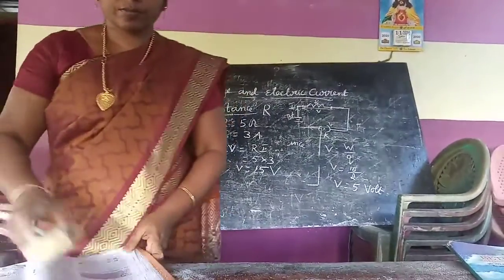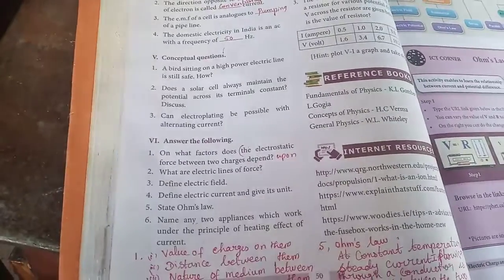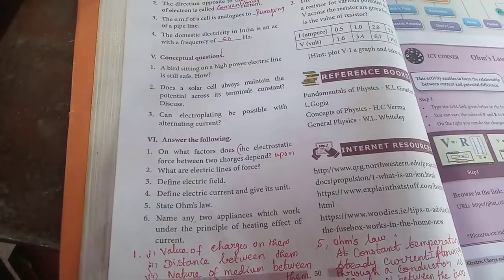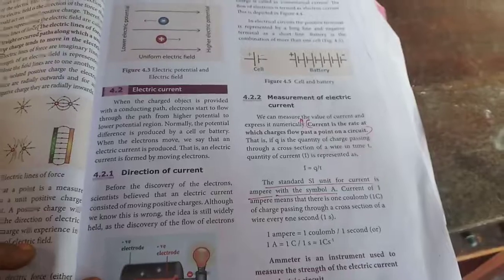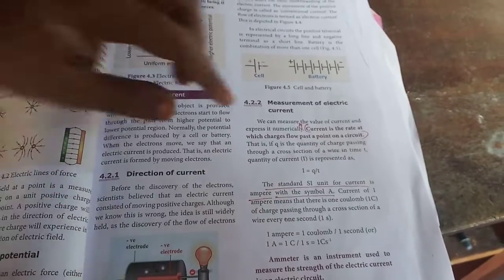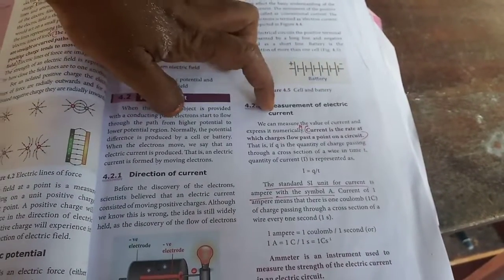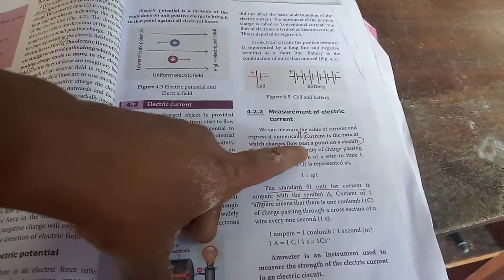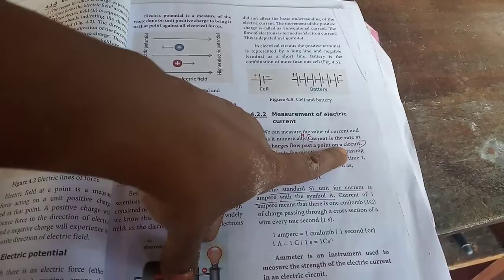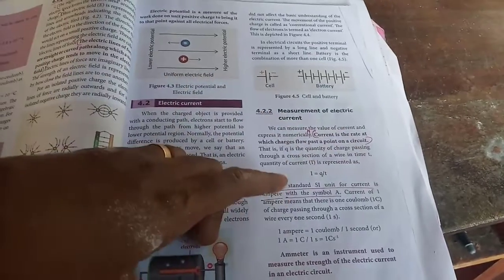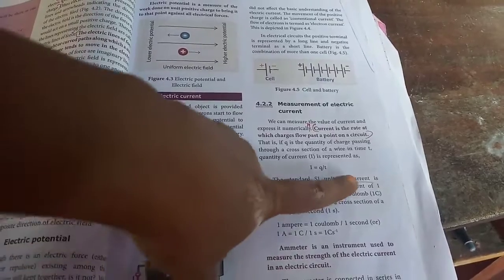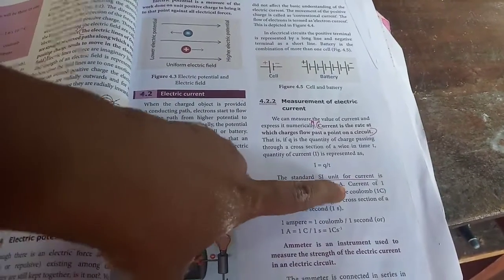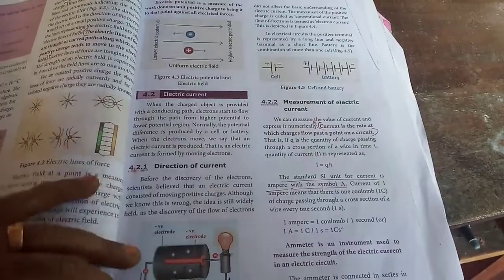Take your book. Lesson 6, question number 4: Define electric current and give its unit. Page number 41, the measurement of electric current, the second line: current is the rate at which charges flow past a point on a circuit. Just mark it, and the formula I equals Q divided by T. The SI unit of current is ampere. The symbol is A. That much.